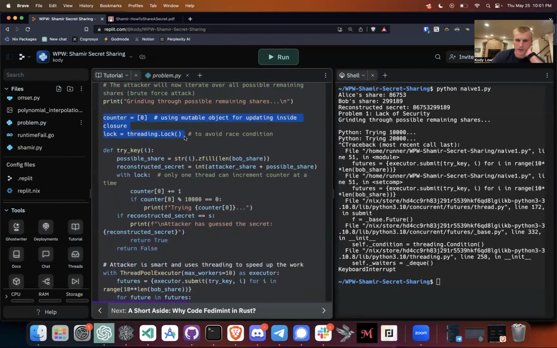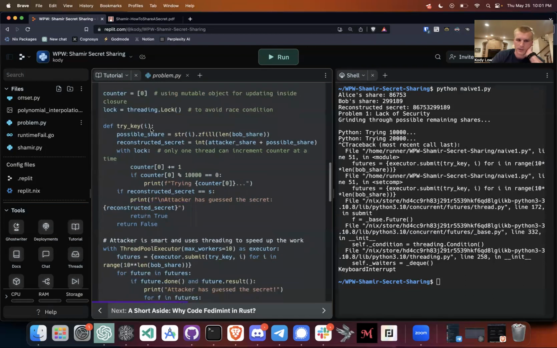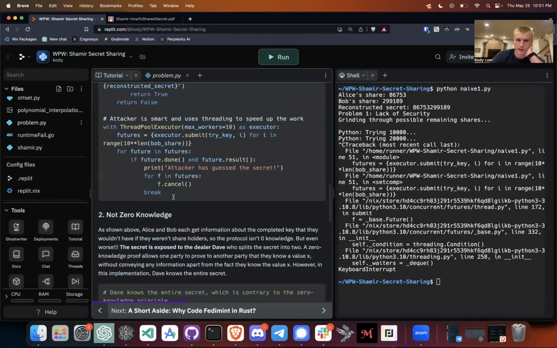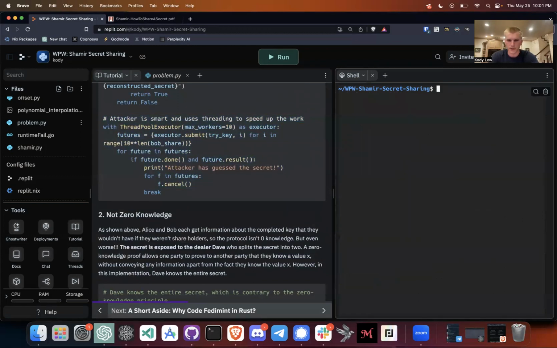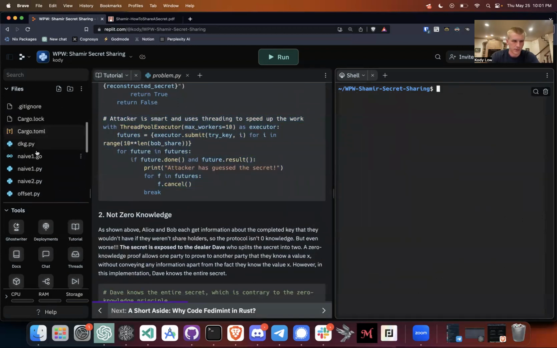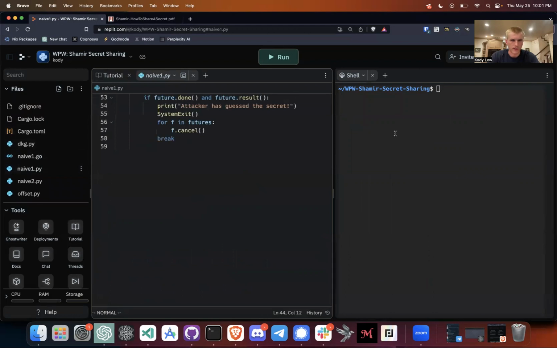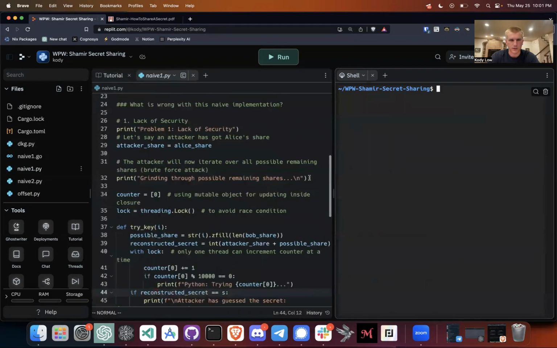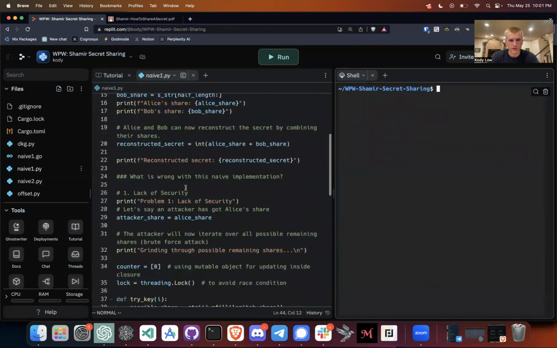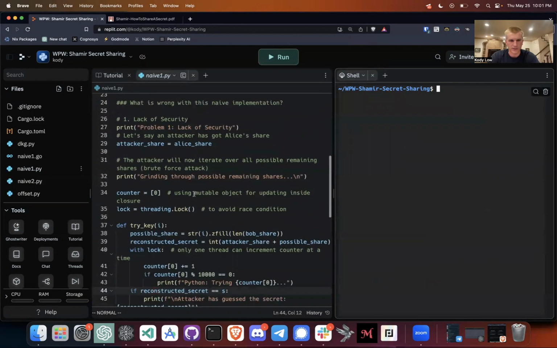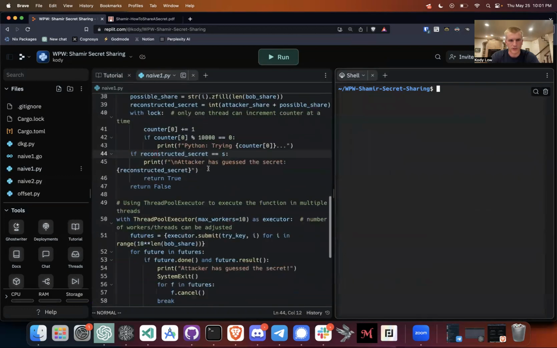And so for this code that we're going to go through, this is a not very sophisticated attacker. He's using Python for this, and he's going to try a bunch of keys. He's going to do some multi-threading and have 10 threads trying these things continuously, right? So let's go through here, and this is going to be in naive1.py, right? He splits the secret, the attacker compromises Alice and gets the key, and then starts grinding for the solution, right? And so let's go over here and do naive1.py.